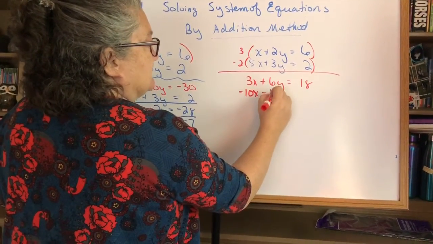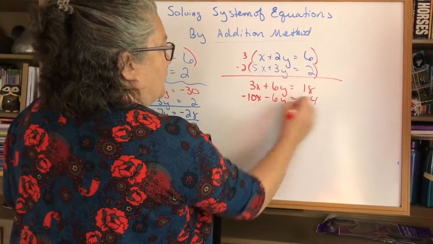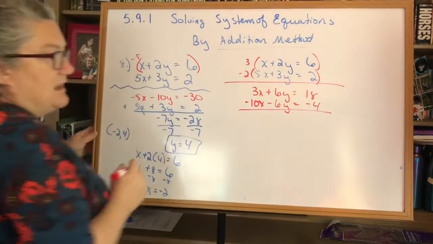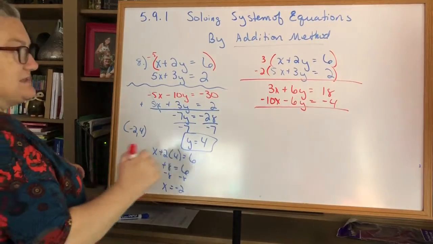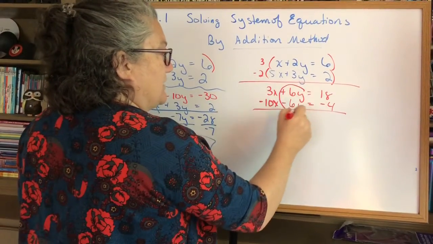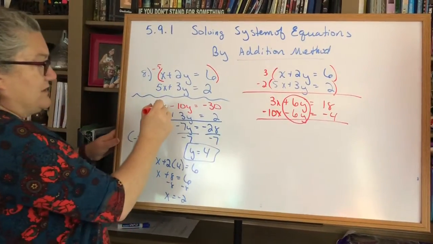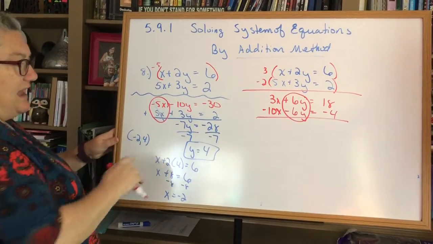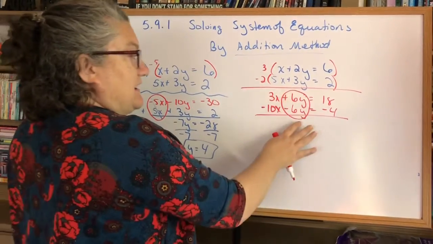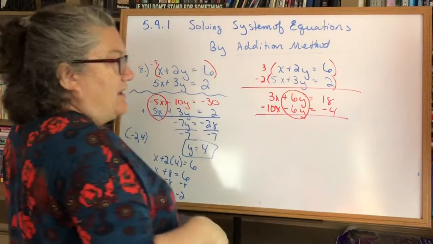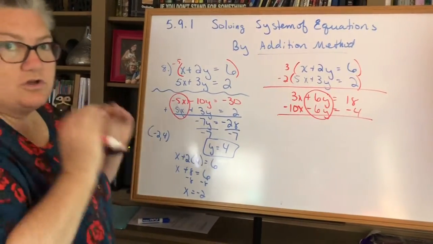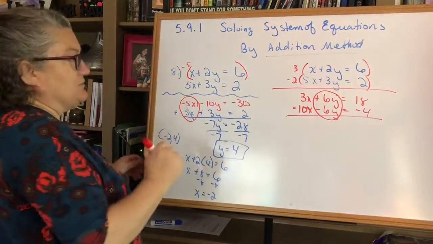-10x minus 6y equals -4. Okay. And now I can add them together because I have opposites. This right here is what we always want to have: opposites. Over here I had -5 and x. I got rid of the x's. Over here I'm getting rid of the y's. They always have to be opposite. You might have to manipulate both equations like we're doing with this one.